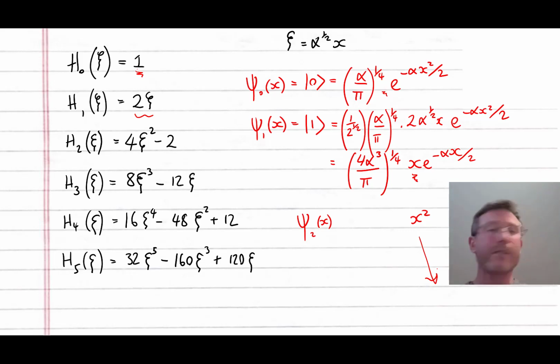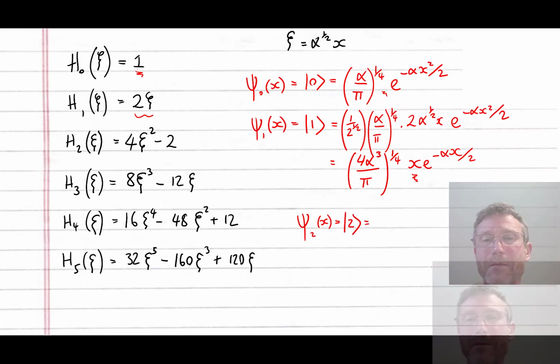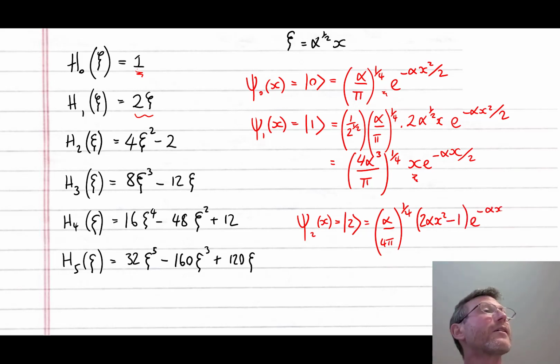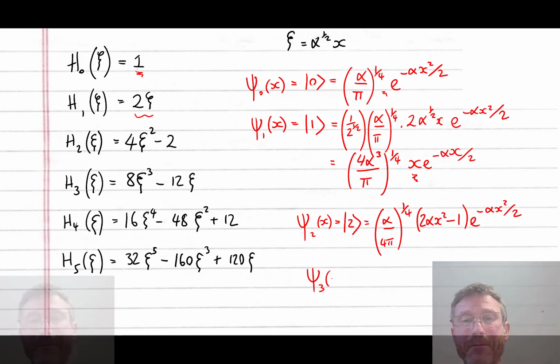So let's look at psi 2 of x, and how would we write that, again in the bracket notation? Let's write this down. It's alpha over 4 pi, all raised to the quarter. There's our constant. Then we've got a 2 alpha x squared term minus 1. So there's our x squared term, and then the exponent. At this point we're really just starting to recognize the functions and breaking it down.